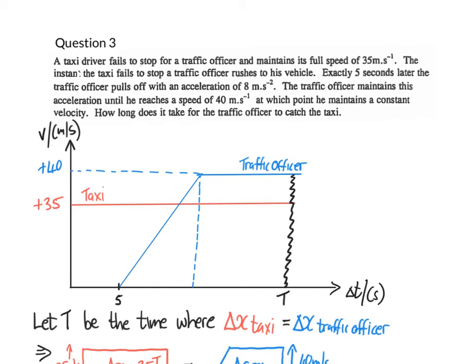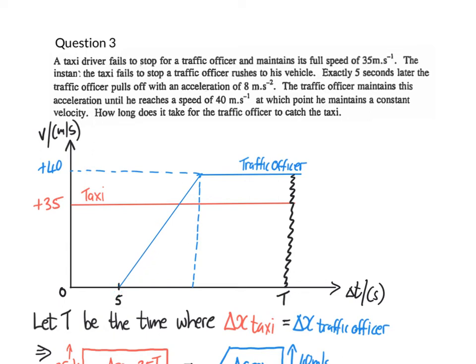And the instant the taxi fails to stop, a traffic officer rushes to his vehicle. So there's a reaction time. Exactly 5 seconds later, the traffic officer pulls off with an acceleration of 8 meters per second squared. Now, it says that the traffic officer maintains this acceleration until he reaches a speed of 40 meters per second. So using our graph, we say, okay, 5 seconds later, so this is going to be 0 seconds. So 5 seconds later on our time axis, the motion of the traffic officer in his vehicle starts.